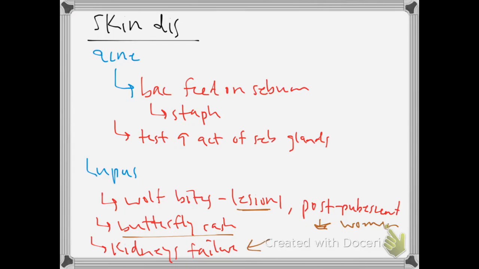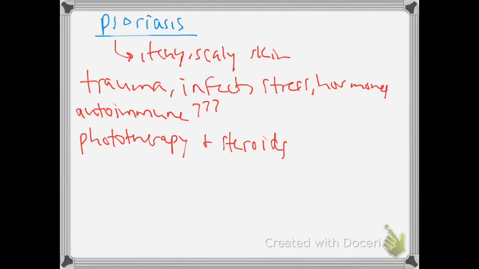Another thing you can get is kidney failure. So what are you looking for with lupus? You're looking for these lesions that look like wolf bites. You're looking for this butterfly rash. You're going to be checking kidney function. And you'll especially be concerned if you get these symptoms with a post-pubescent woman.